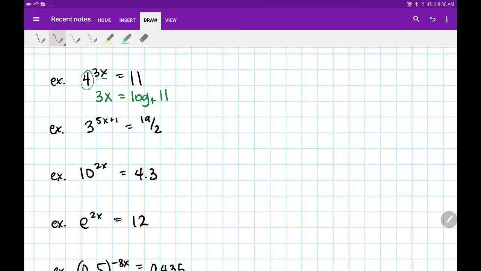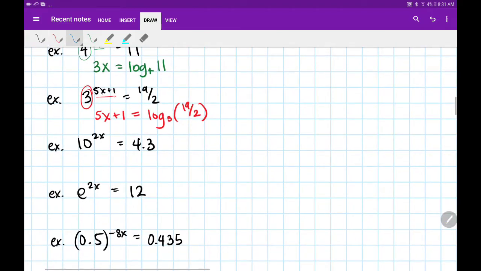Let's do it again. Next example. I have 3 to the 5x plus 1. So I am in exponential form. I want to go into log form. So we'll drop the exponent. That's 5x plus 1 equals log. The base is 3. And the answer is 19 halves. Let's do another one. I'm in exponential form. I want to go to log form. Drop the exponent. So 2x equals log base 10 of 4.3.